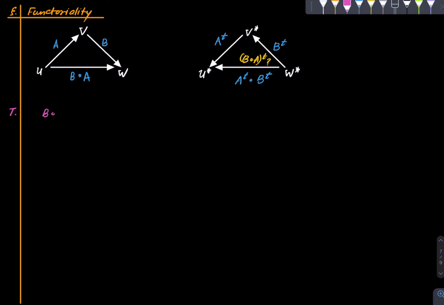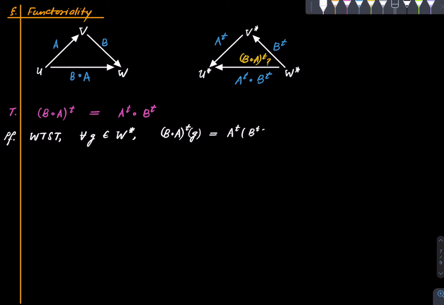It's that the transpose of B composed with A is the same as A transpose composed with B transpose. Right? And all we need to do is check what? So to do this, I want to show the following. I want to show that for all G in W star, the following holds, which is the transpose of B composed with A applied to G equals A transpose of B transpose of G. That's what it means to say that these two things are equal. And we can do this immediately by means of a diagram.